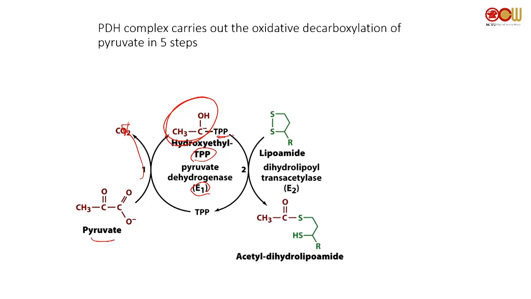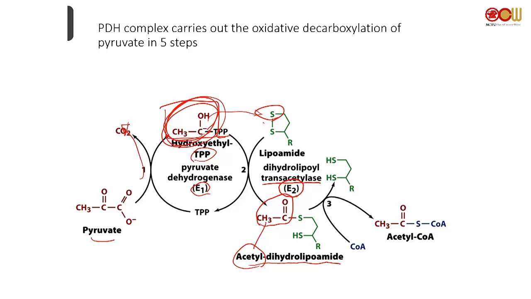Then a lipoamide comes in, with its disulfide bond. You transfer this two-carbon intermediate onto one of the sulfurs, generating this acetyl dihydrolipoamide. This thing is the acetyl. So you transfer the 2-carbon moiety from TPP onto lipoamide, and this is done by E2. This is a transacetylase. It transfers this group onto this one. It's like a transferase reaction, kind of.